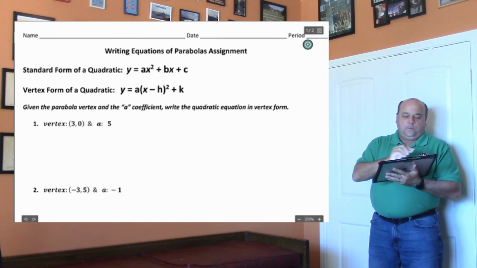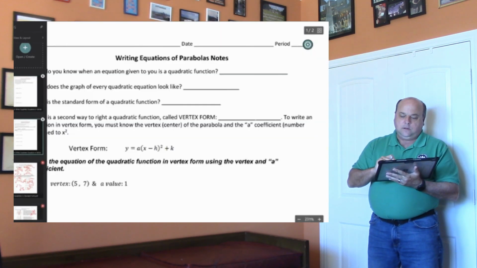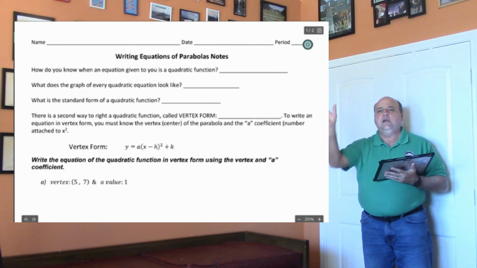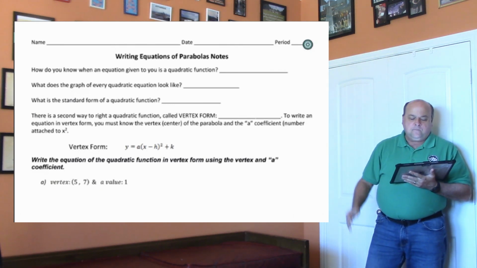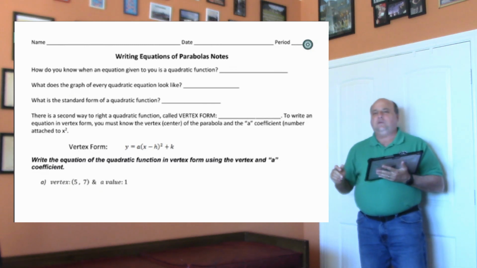Okay, on the note page, let me get on the right page first. Okay, here's our note page. So, we're on the right paper here. Okay, so let's start rocking and rolling. Writing the equations of parabolas notes.